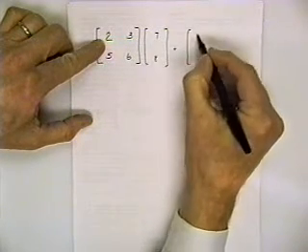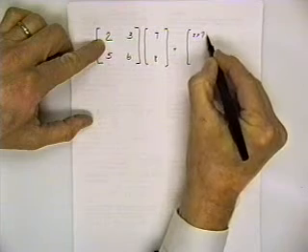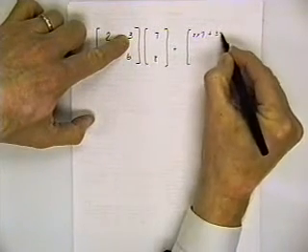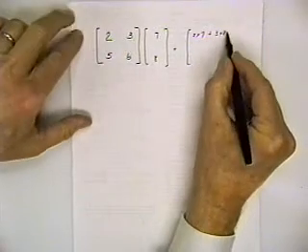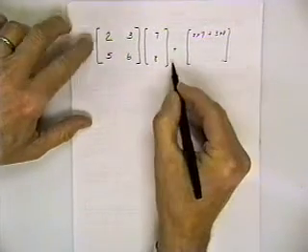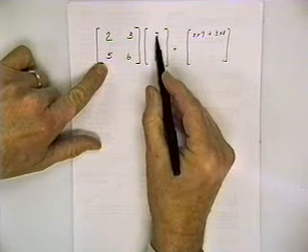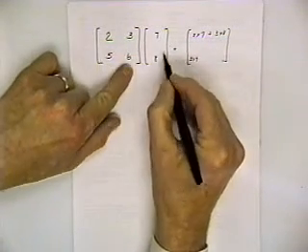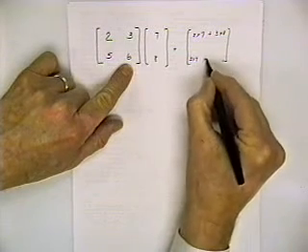So the result on this thing is going to be the following. It's going to be 2 times 7 plus 3 times 8. That's the element that'll go in the top. The element that'll go in the bottom will be 5 times 7 plus 6 times 8.